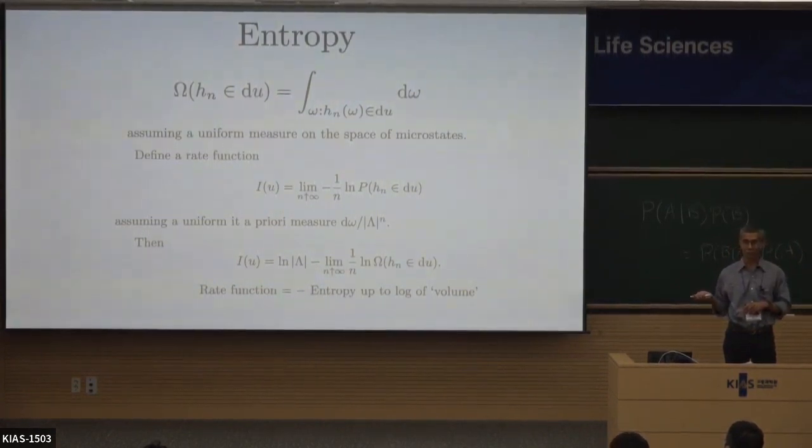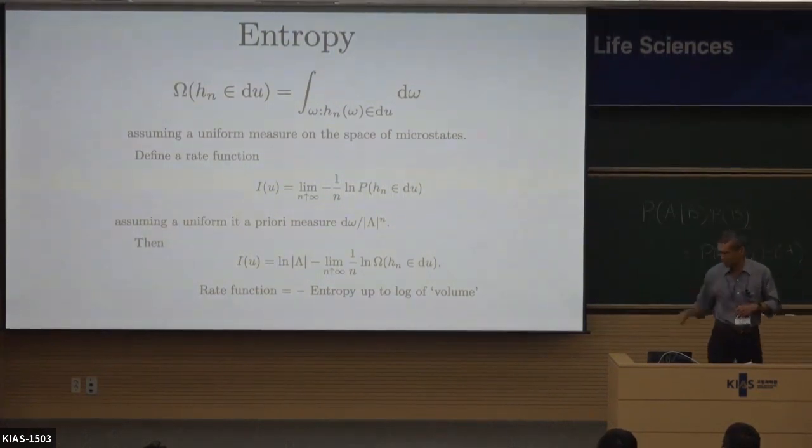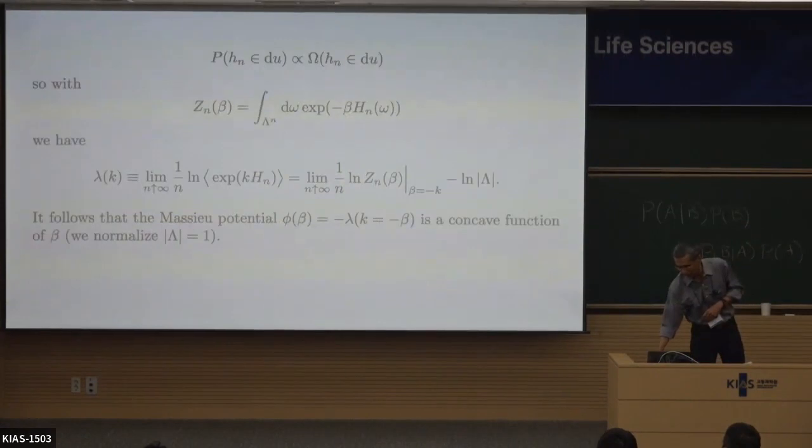Rate functions are convex, except when they're not, but rate functions are mostly convex. The entropy actually is a concave function, okay? The entropy is a concave function. The rate function is written as minus entropy.